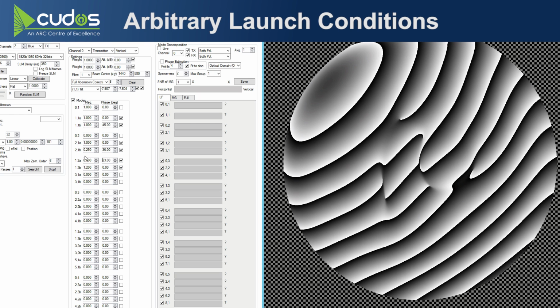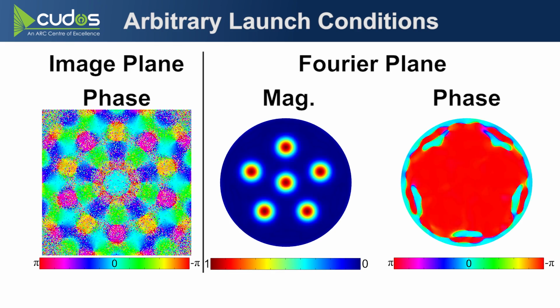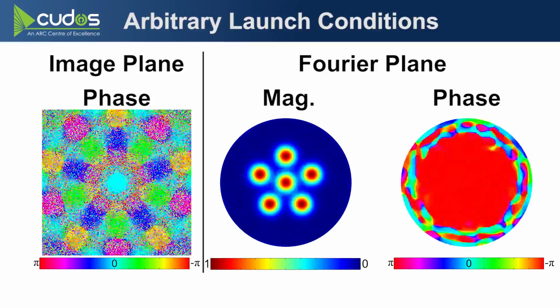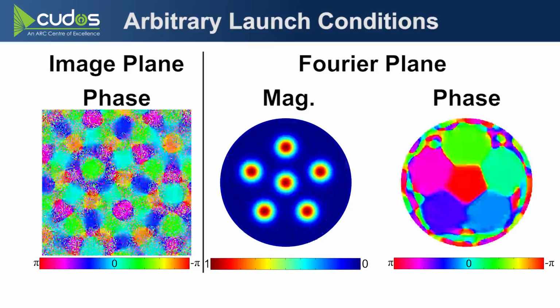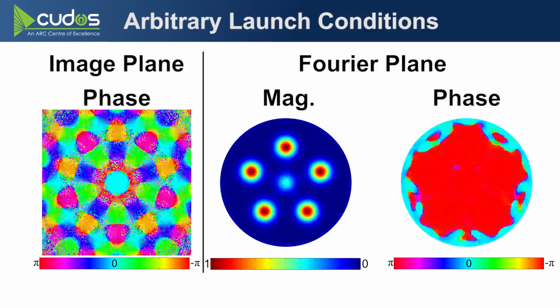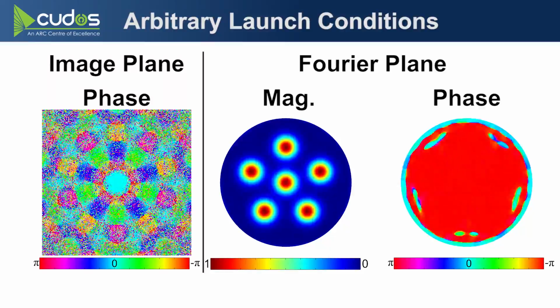The SLM generates arbitrary fields, not modes specifically, so you can emulate other optical components or launch conditions. So for example, here are some phase masks that could be programmed onto the SLM to emulate a 5-spot launch into a fiber.